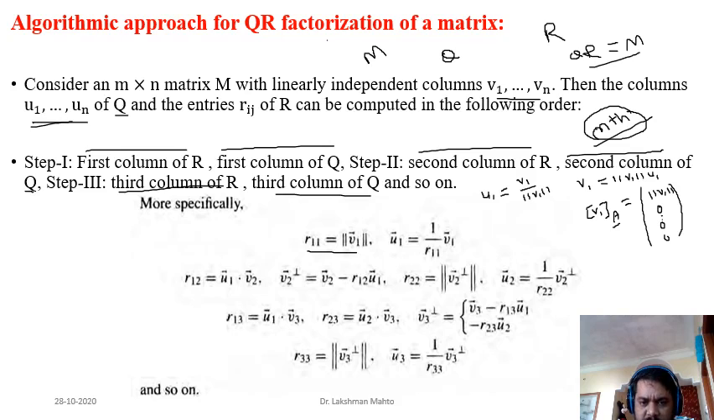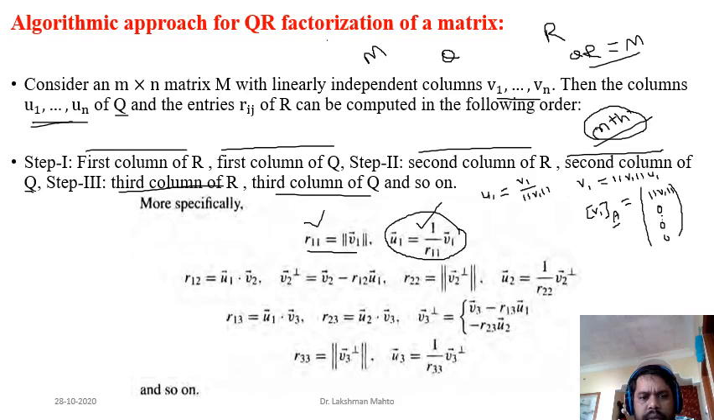That means the first entry R11 would be just the norm of V1, and U1 is 1 by norm of V1 times V1. So this one is U1, giving the first column of Q. This one is the first column of R. That means R11 is a non-zero entry and the other entries are 0.